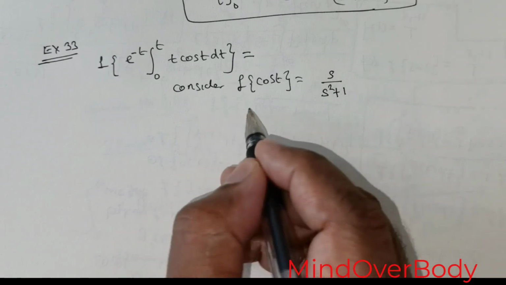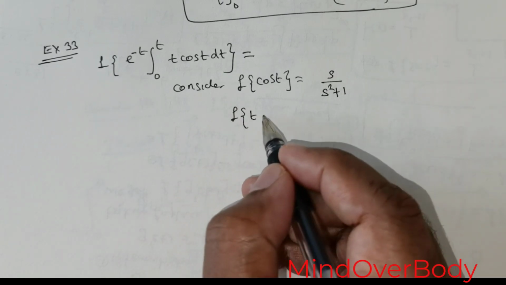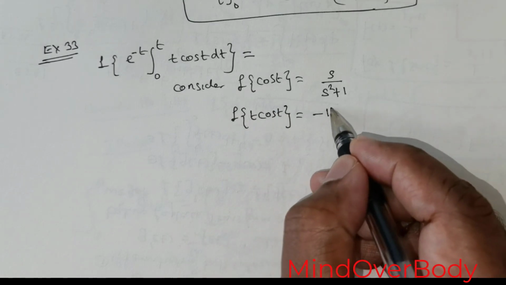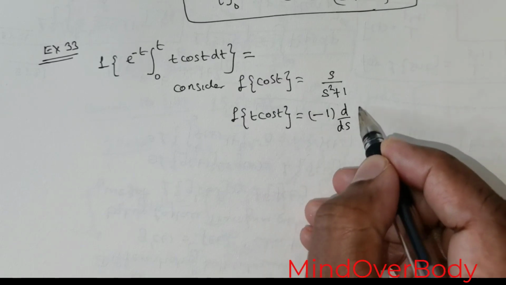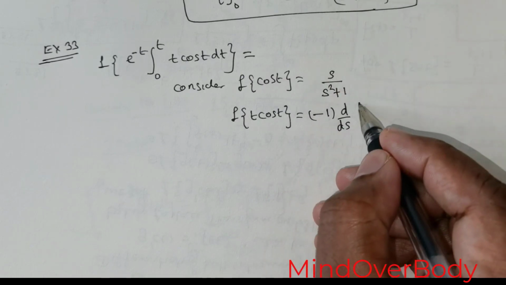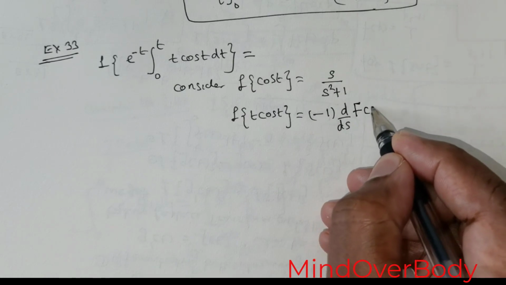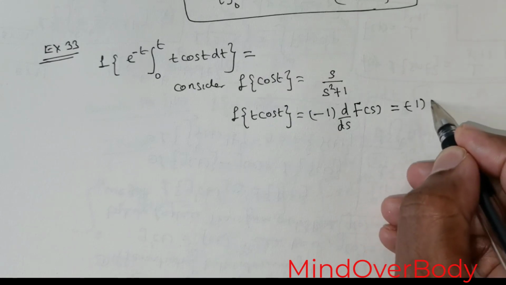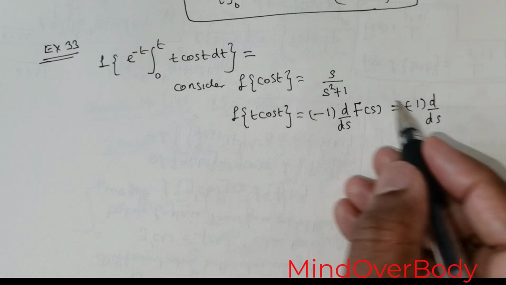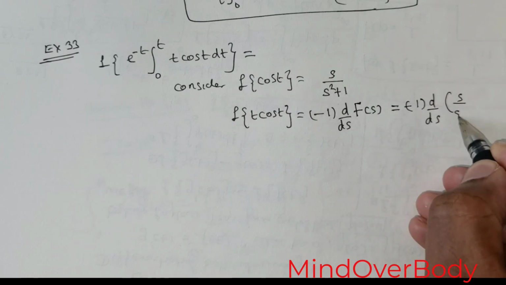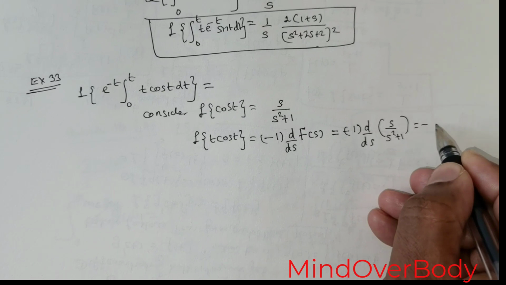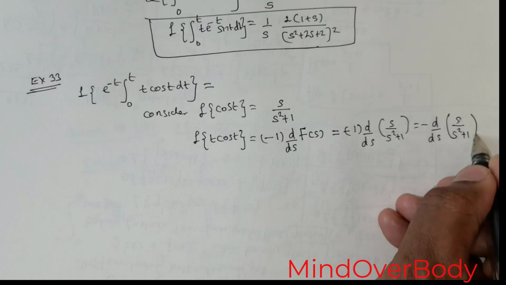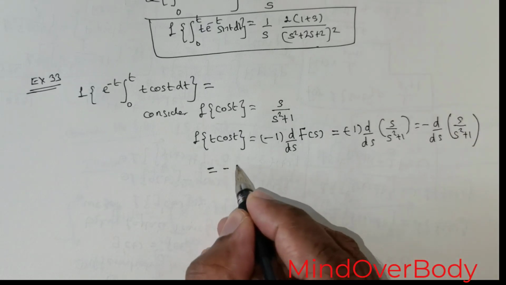Next, the Laplace transform of t times cos t is negative 1 times d/ds of F(s), which is equal to negative d/ds of s over s squared plus 1. So we need to obtain the differentiation of this.